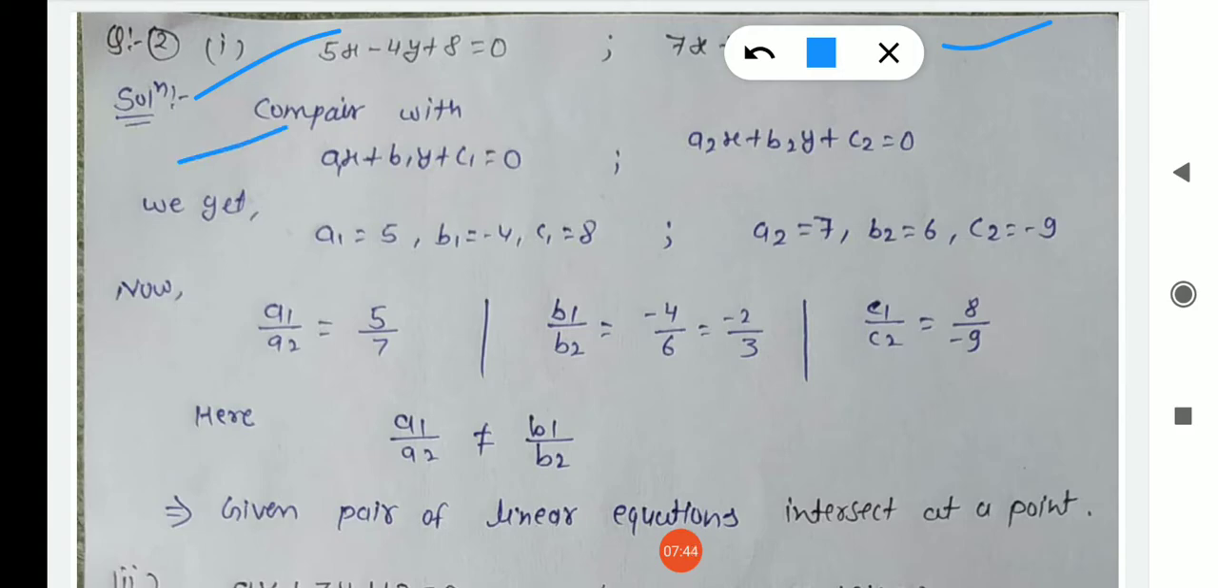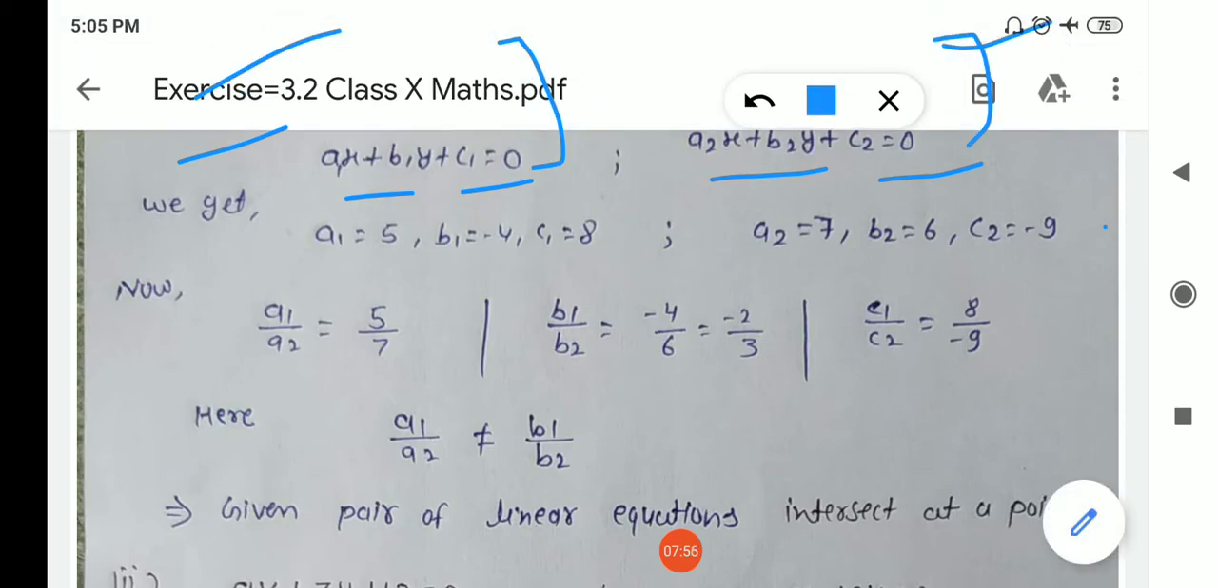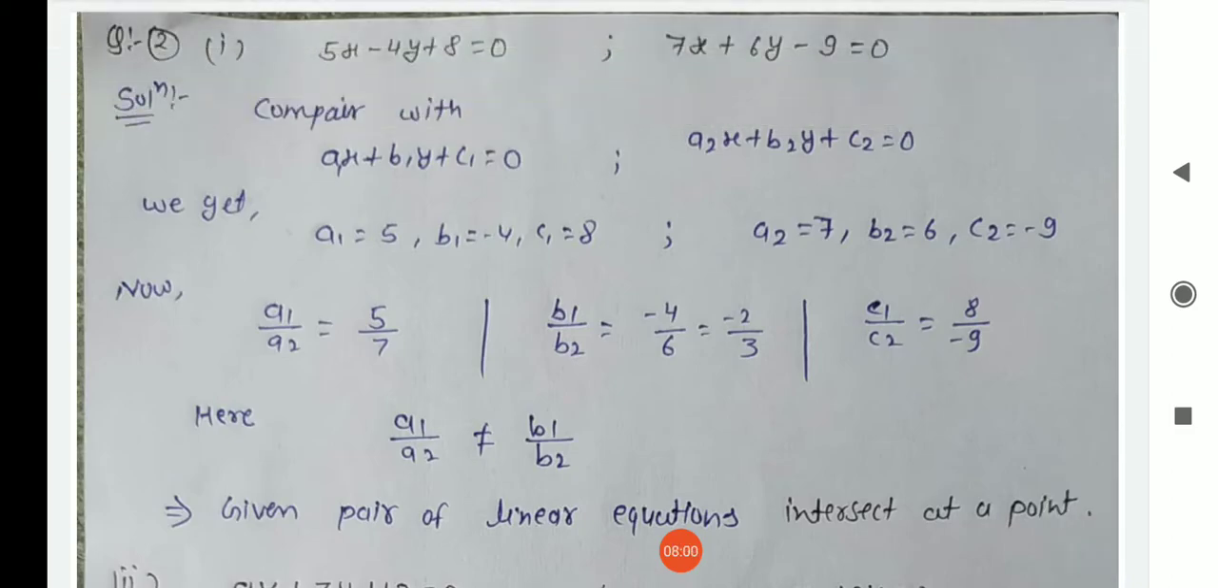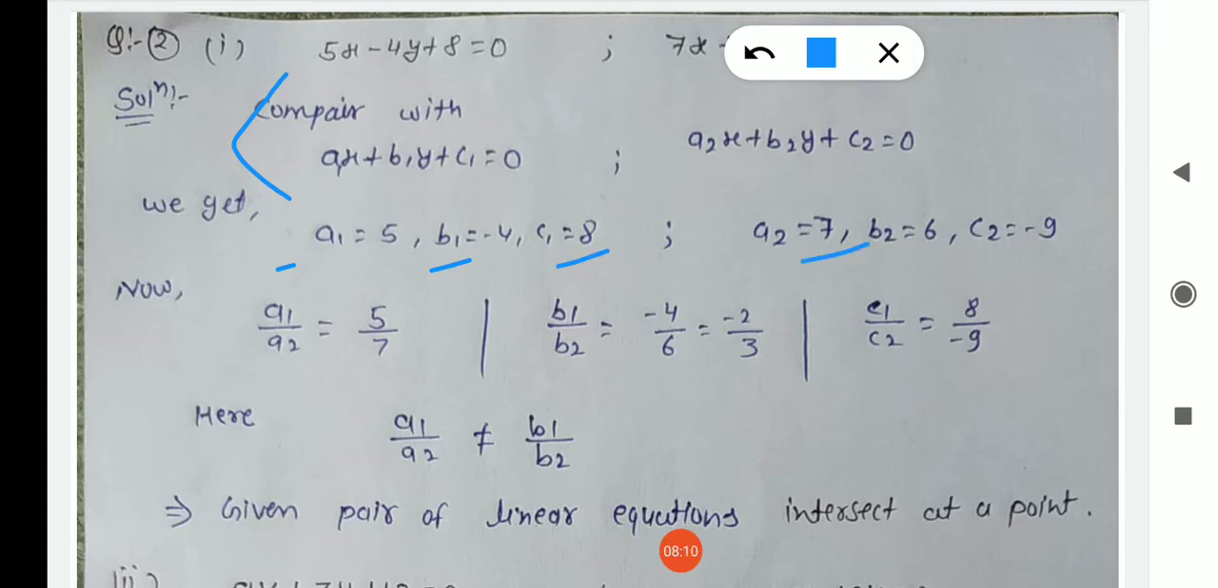So what we do, compare with the general equations a1x + b1y + c1 = 0 and a2x + b2y + c2 = 0. It means this equation is compared with this and this equation is compared with this. Okay, so now we get the value of a1. a1 = 5. So a1 = 5, b1 = -4 and c1 = 8. a2 = 7, b2 = 6 and c2 = -9.